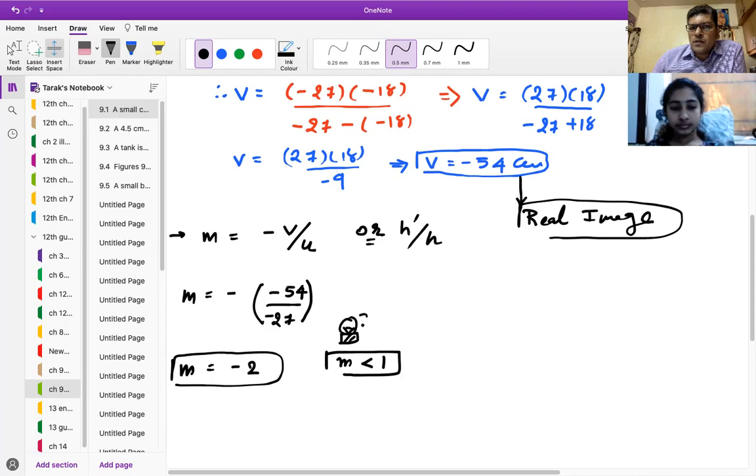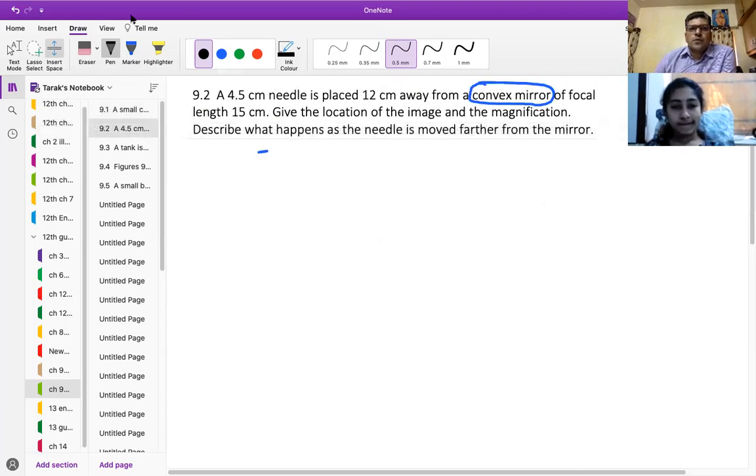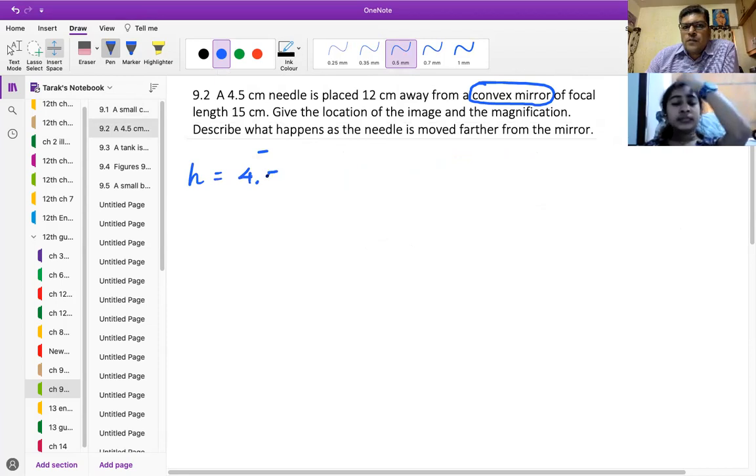So in the initial type of examples, you may find such things. Okay, next would be 9.2. In 9.2, you have been given a 4.5 centimeter needle, so the height of the object is 4.5 centimeter, placed 12 centimeter away from a convex mirror. I have already encircled it.